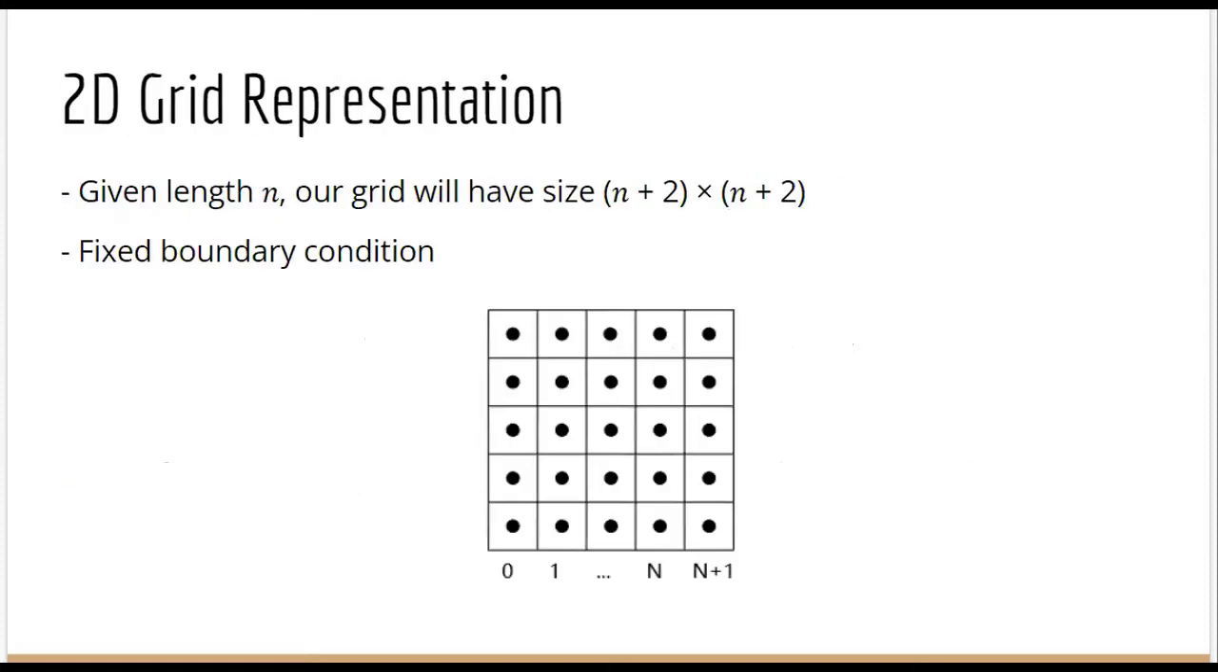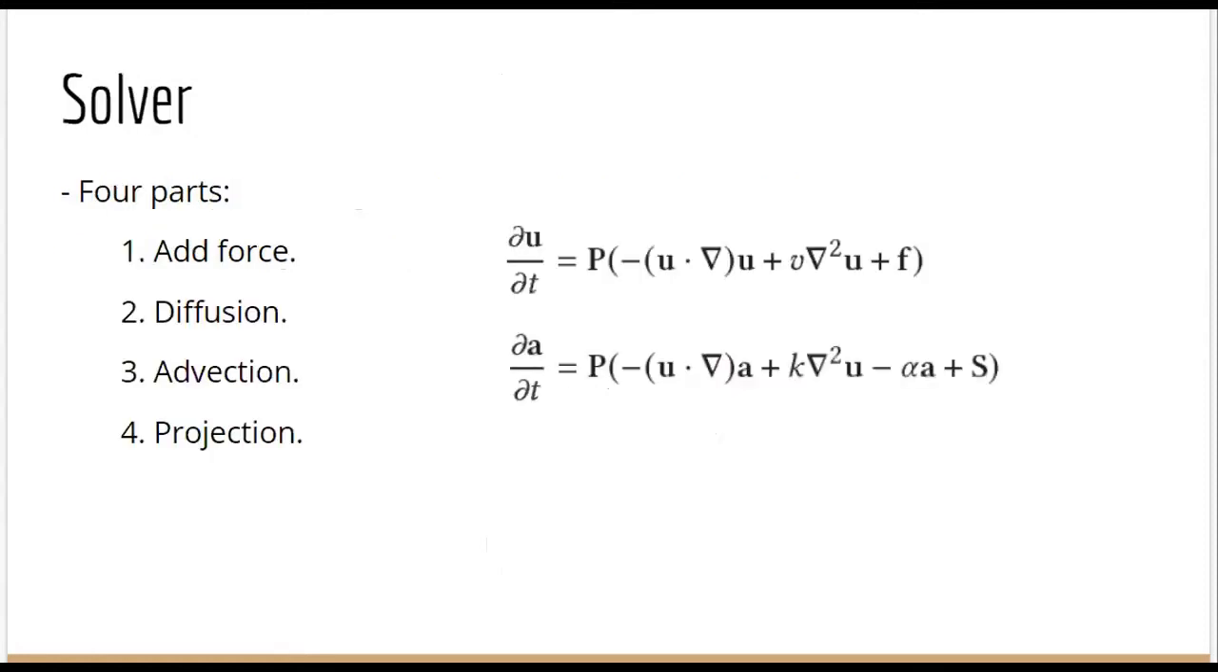First, we need to have a 2D grid representation. Given length n, our grid will have size n plus 2 times n plus 2. The extra 2 layers are used to redirect the fluid, which means that the setup allows a fixed boundary condition for the fluid. The grid will act like a box where fluid cannot leak out.